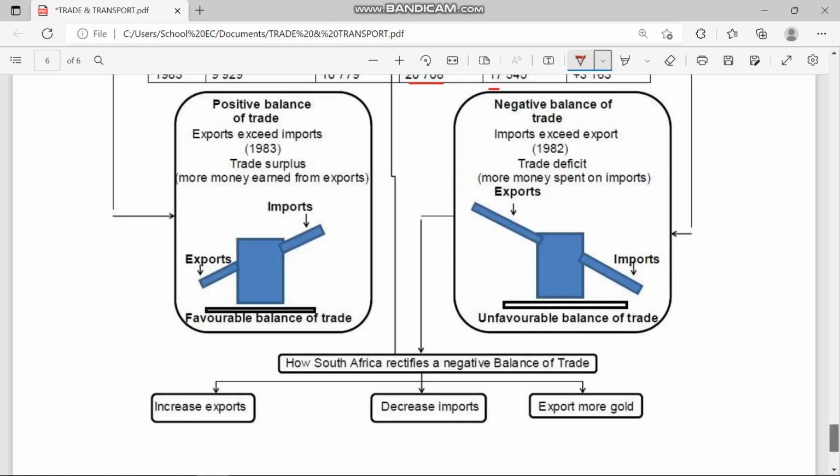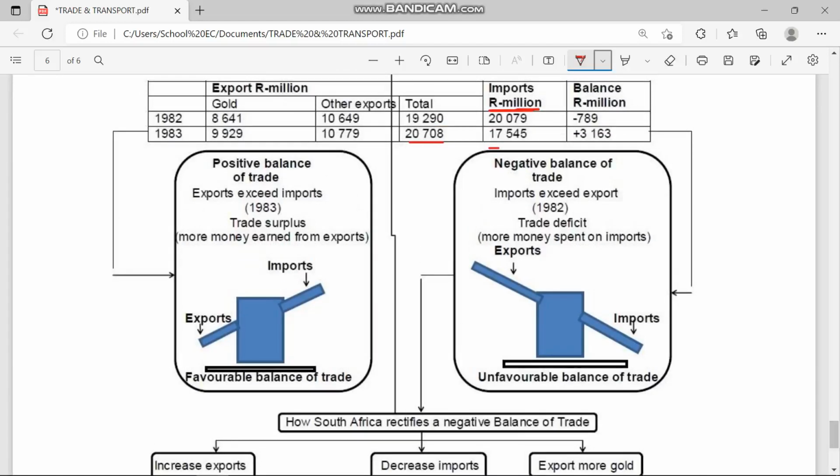Let me go back there. So in 1983, the exports exceeded the imports. That means a trade surplus, a positive balance of trade. More money is earned from exports. We sell our goods and services and take fewer goods and services from other countries. Okay, that's how it goes, a positive balance of trade.